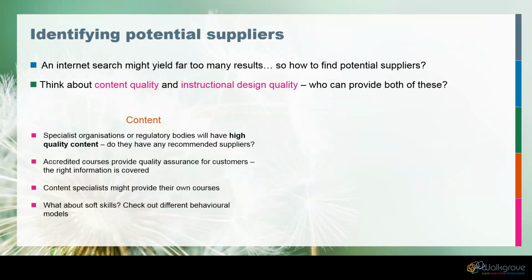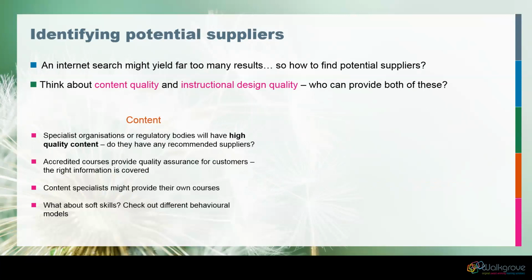Looking at the people who can provide content, the best options are probably your specialist organizations and regulatory bodies, because they will definitely have high quality content. They are subject matter experts. So have a look, do they have any recommended suppliers? You might find that actually, yes, they do. They think one supplier does some really great things that cover off all the topics. And at the same time, they might offer accreditation.